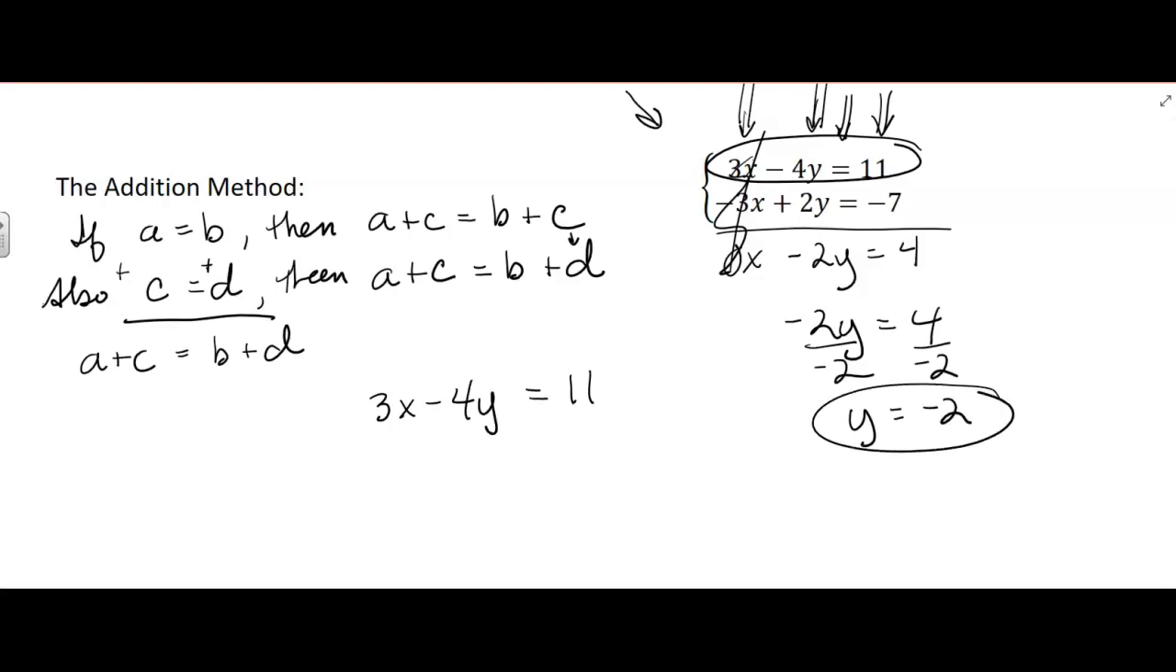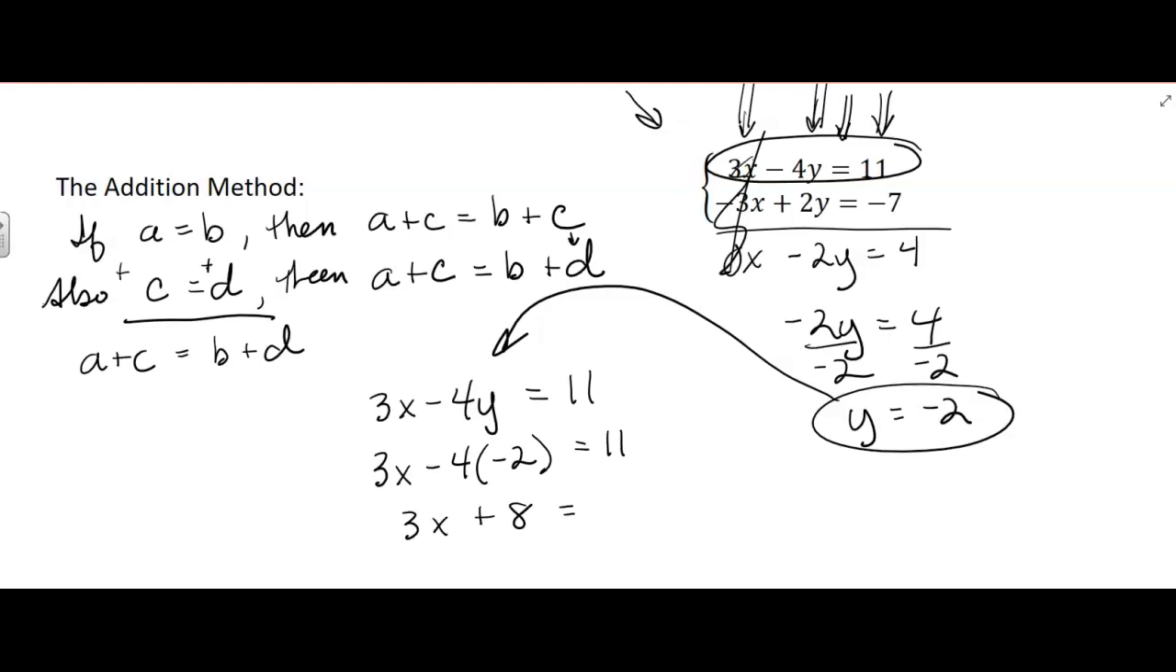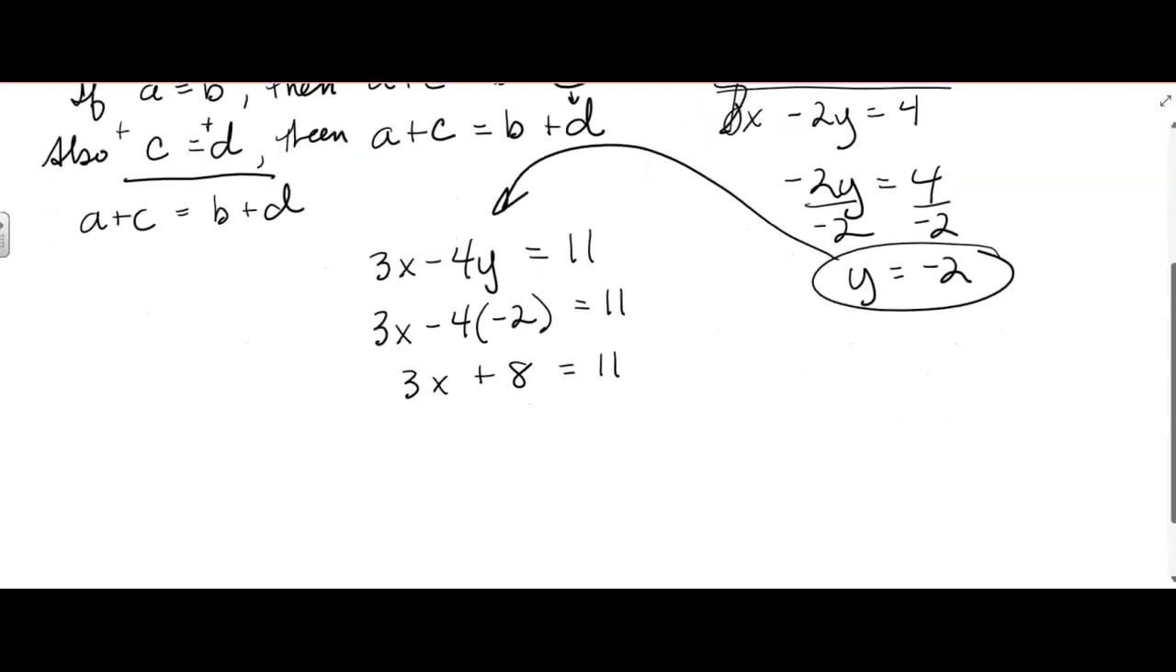And I'm going to substitute, we're back substituting again. We're going to put in negative 2 for the y. So I'll have 3x minus 4 times negative 2 equals 11. So I have 3x plus 8 equals 11. And then I subtract 8 from both sides. I'm going to be able to solve. 3x equals 3. Divide both sides by 3, and I get x equals 1.